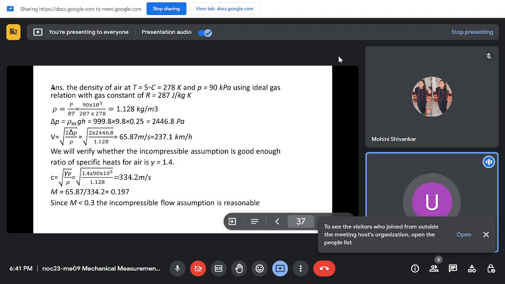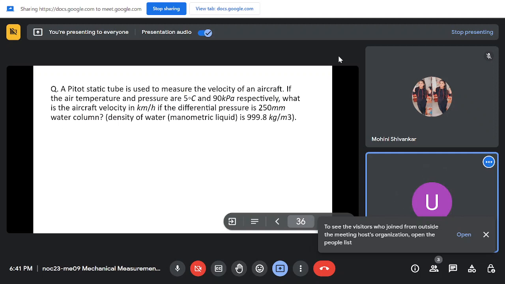Sorry, I'll come back. I'll brief you the problem. We have a pitot static tube. We want to measure the velocity of the aircraft. The conditions given are the temperature and pressure, 5 degrees Celsius and 90 kilopascal, in which the aircraft is flying, and the aircraft velocity is to be calculated. The differential pressure across the pitot-static tube is given as 250 mm water column, and the density of water is 999.8 kg per meter cube.